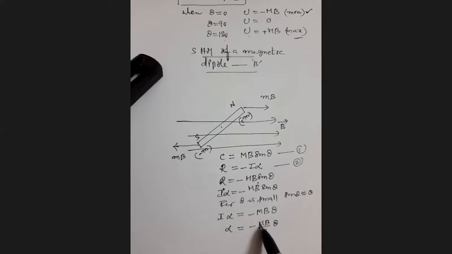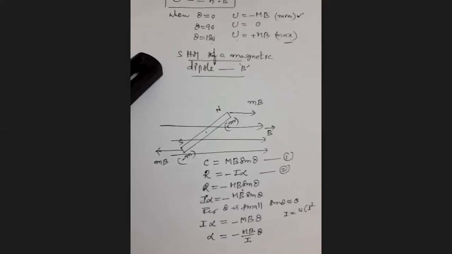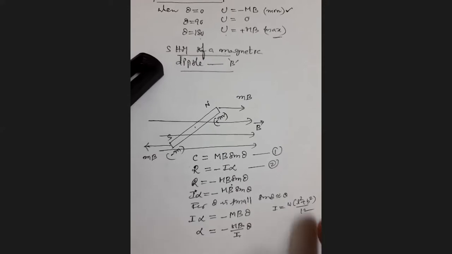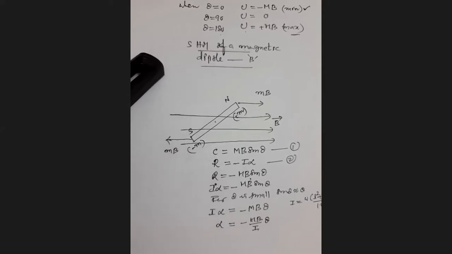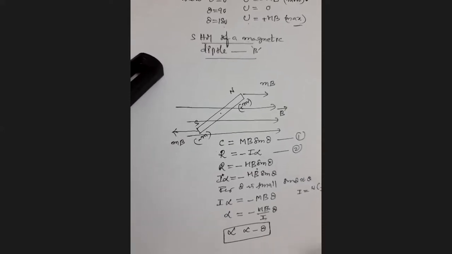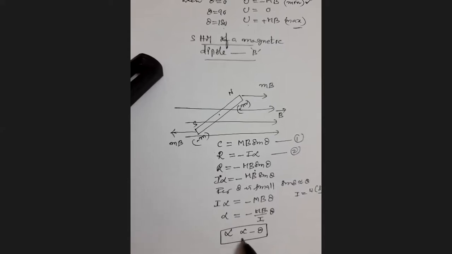Here M is the magnetic moment, B is the external magnetic field strength, and I is the moment of inertia of the bar magnet. You can write it as W into (L square plus B square) by 12, where L is the length of the bar magnet, B the breadth, and W the weight. Since M, B, I are constant, it is very clear that alpha is directly proportional to minus theta. So the angular acceleration is directly proportional to the angular displacement and in the opposite direction.